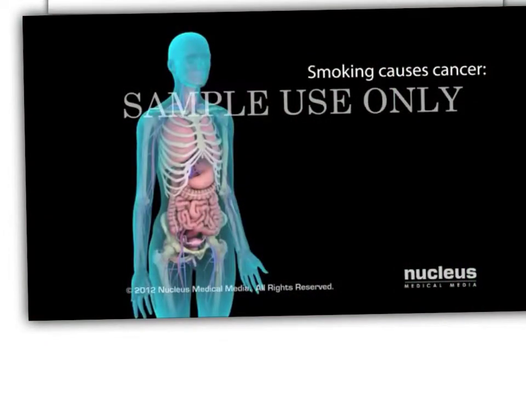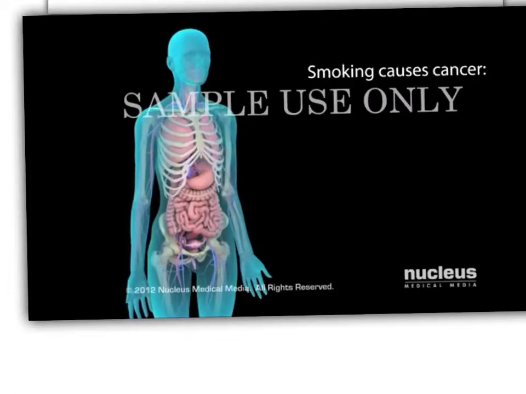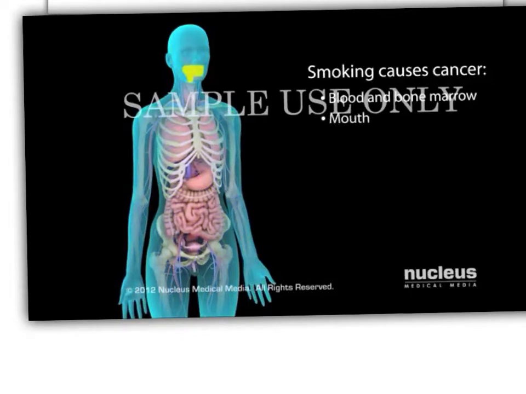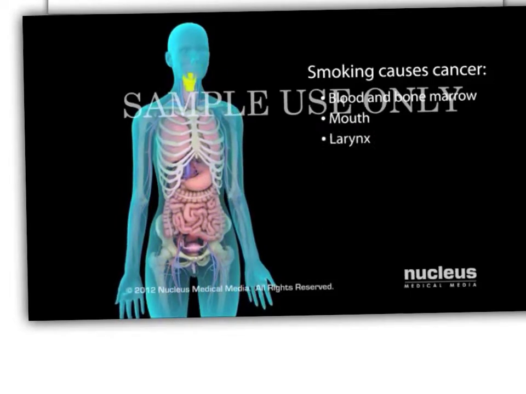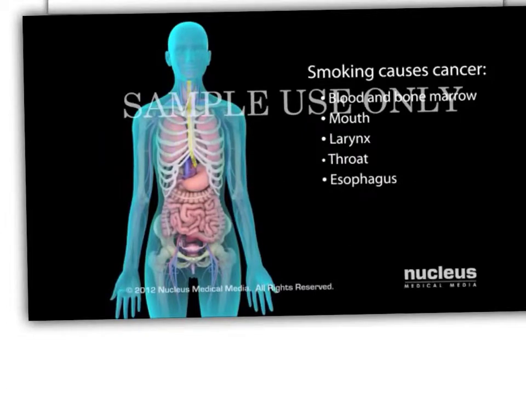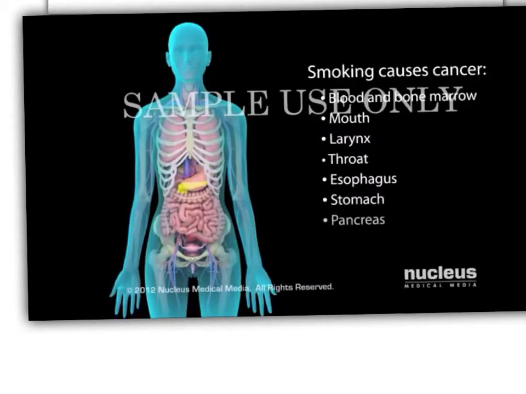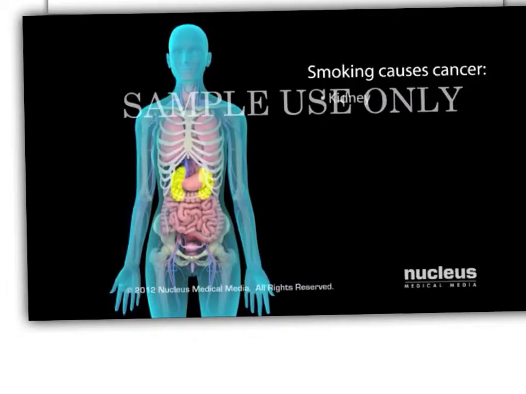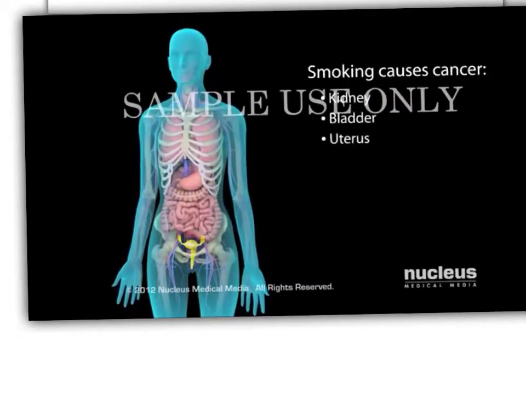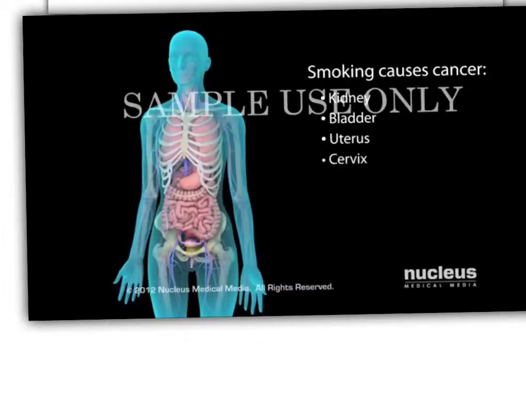Harmful chemicals in cigarettes can cause cancer in other parts of your body, such as in the blood and bone marrow, mouth, larynx, throat, esophagus, stomach, pancreas, kidney, bladder, uterus, and cervix.